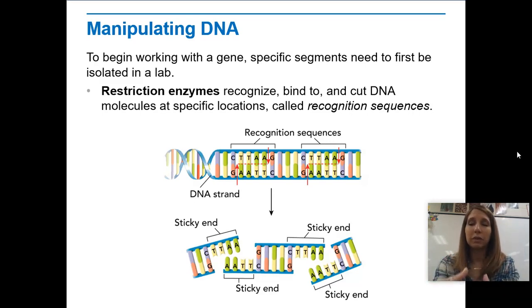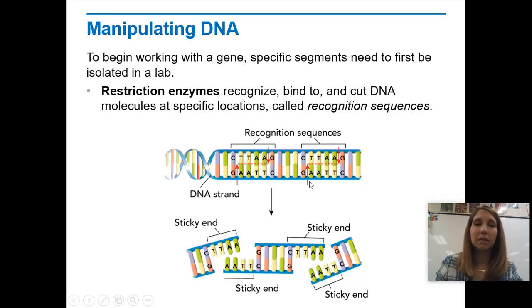And so the tool that we use to help isolate a gene is called a restriction enzyme. Restriction enzymes, I always think of as these little tiny molecular scissors. They come through and they chop DNA at specific positions, what we call recognition sequences.